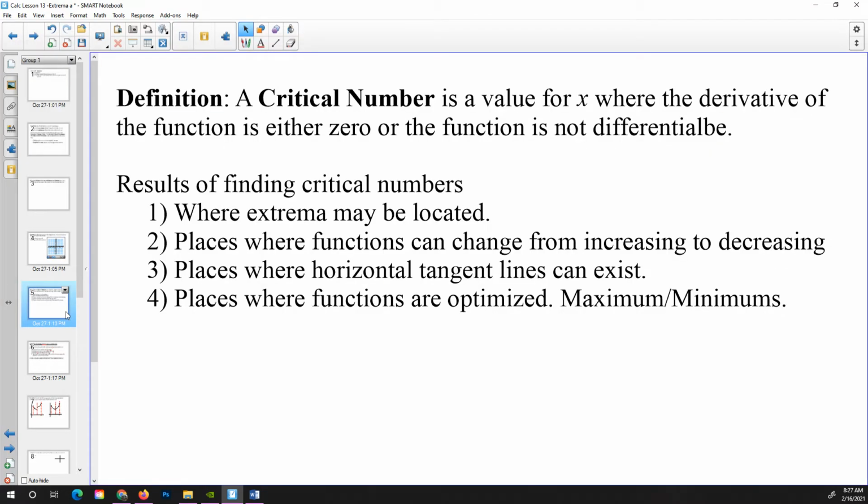A critical number is a value for x where the derivative of the function is either 0 or the function is not defined. The reason that we will find critical numbers is that there are some results that we get from finding them. The first one is where the extrema may be located. They are places where functions can change from increasing to decreasing, places where a horizontal tangent line can exist, and places where the functions are optimized, either in maximums or minimums.